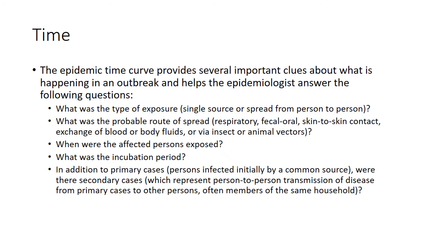When were the affected persons exposed? And then what was the incubation period, so the time frame between when someone was exposed to when they actually developed disease? And then in addition to the primary cases, so people who were initially infected, say, from a common source, there were secondary cases. This may be due to person-to-person transmission of disease or something like that. So again, you're looking for both primary and secondary cases when you develop curves like this.